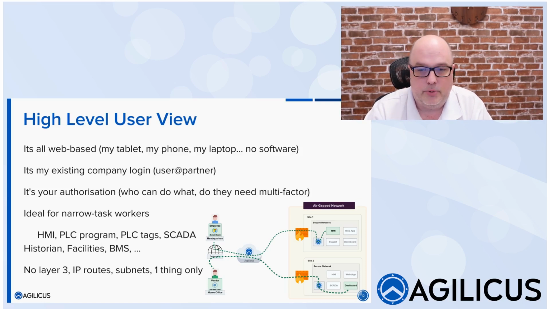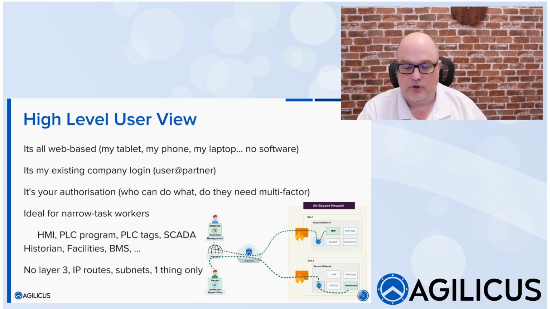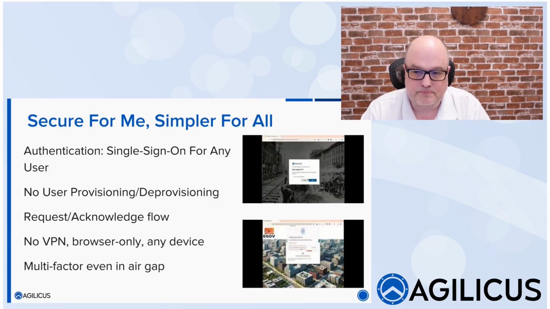It could be whatever. But that's really what the high-level user view is: they just see things as if they were on a local network, only for the resources they need. They don't see anything else. And there's no layer 3 routing, so you don't have to worry about changing your IPs. There's no software to install. You don't have to worry about the VPN not installing.